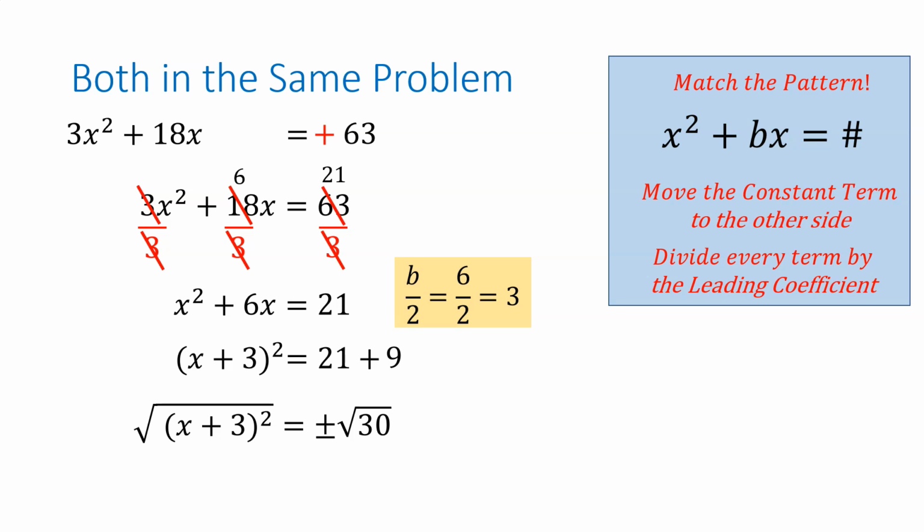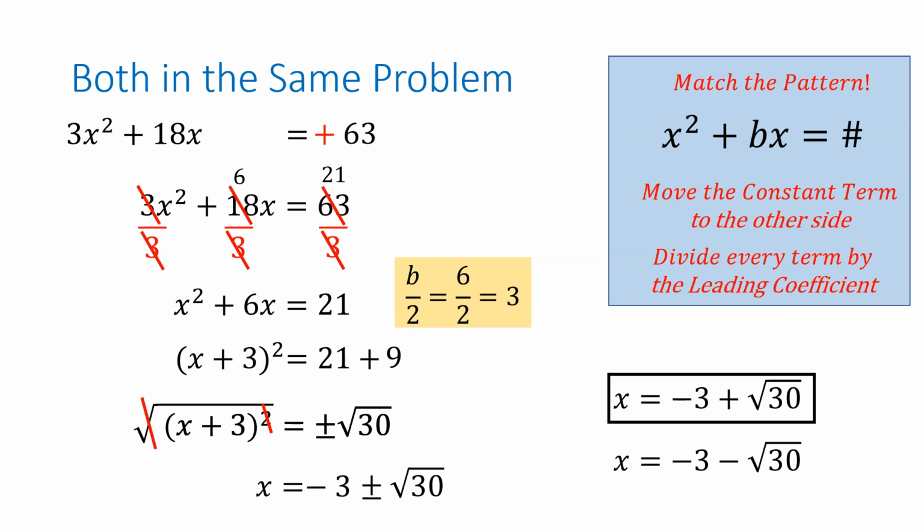The square and the square root cancel on the left-hand side, and we are left with x plus 3 equals plus or minus the square root of 30. To solve for x, we move the 3 to the other side, and when we do that, it becomes negative. Finally, we can reorder the terms. We get x equals negative 3 plus or minus the square root of 30. The two solutions written out are x equals negative 3 plus the square root of 30 and x equals negative 3 minus the square root of 30.